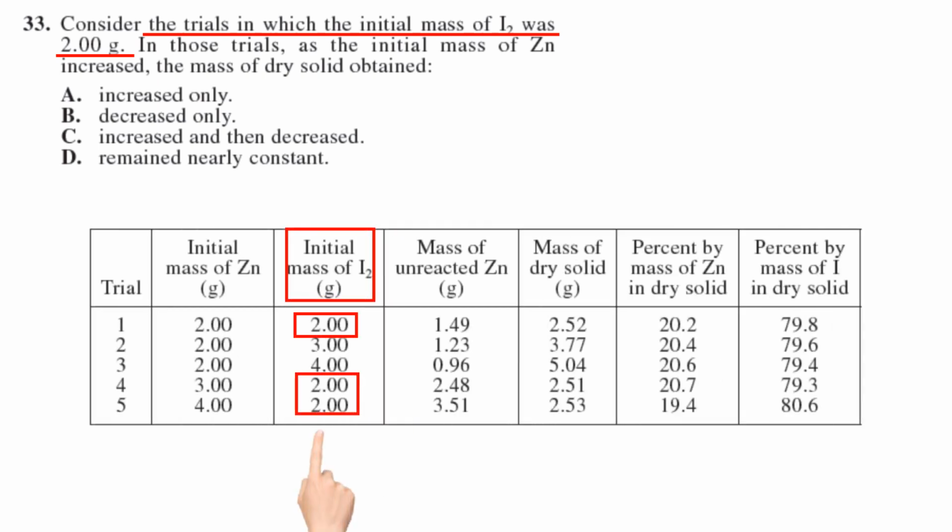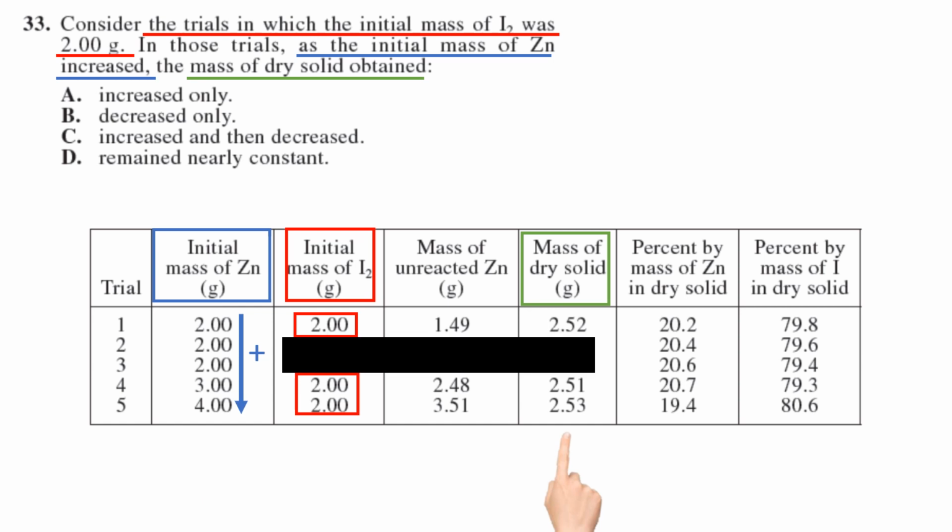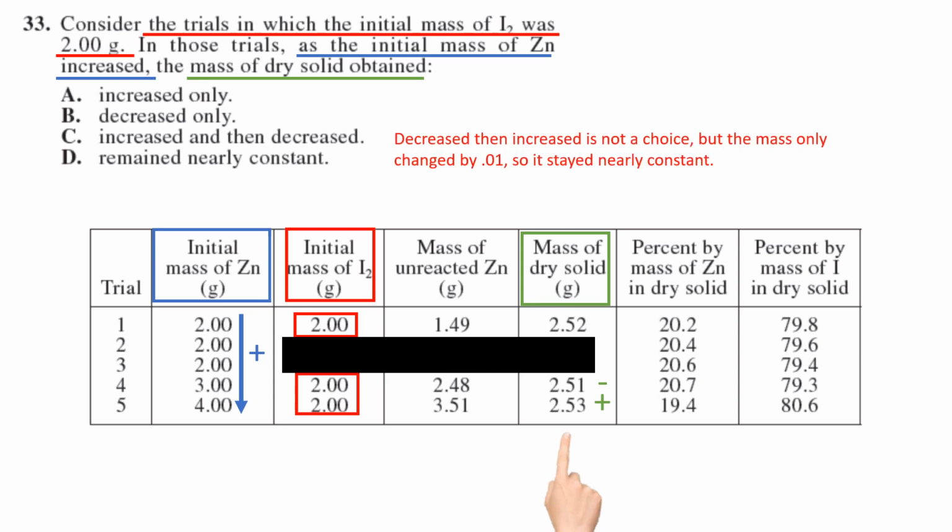Number 33. Consider the trials in which the initial mass of iodine was 2 grams. So we're only looking at the 2-gram trials, so trials 1, 4, and 5. In those trials, as the initial mass of zinc increased, so as it goes up, the mass of the dry solid does what? So let's just mark out the ones that we don't have to look at. It goes from 2.52 to 2.51 and then back to 2.53. So it decreases and then increases. But that is not one of our answer choices.